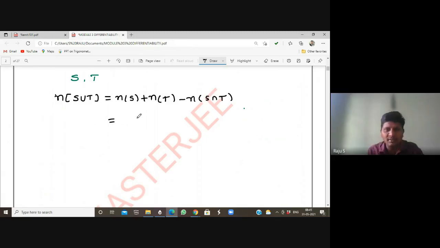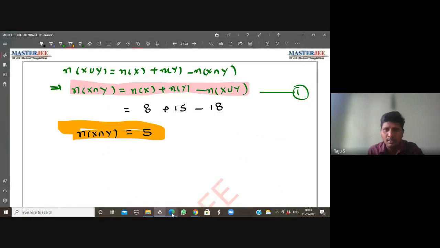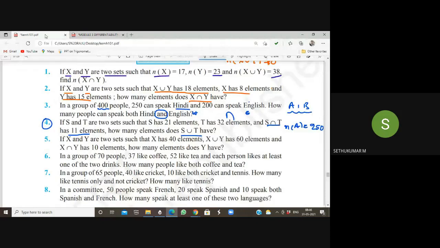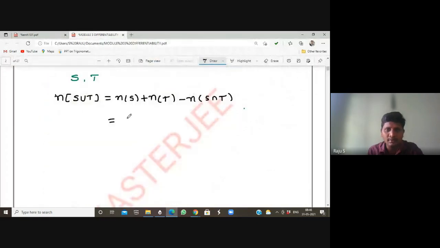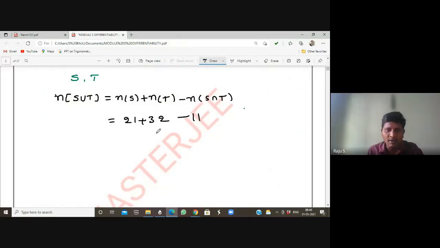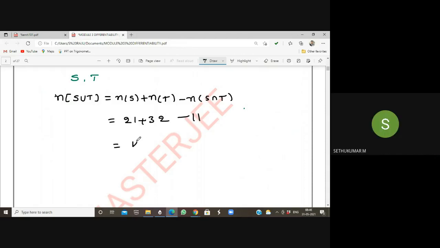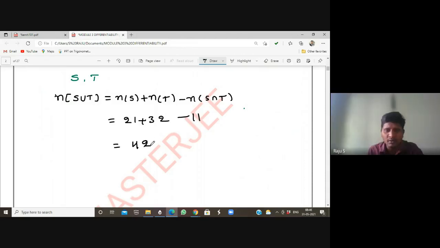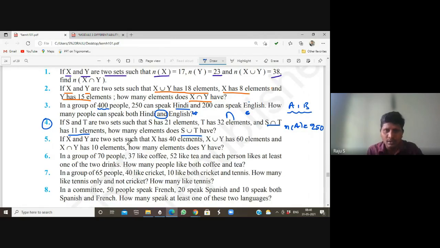What is n of S? It is given, 21, plus 32, minus 11. What is the answer? 42, sir. 42. That's it, this is the answer for this question. So how many elements does S union T have? 42.